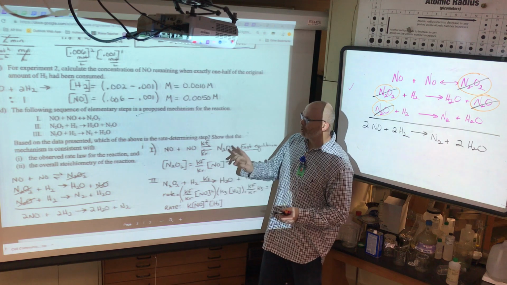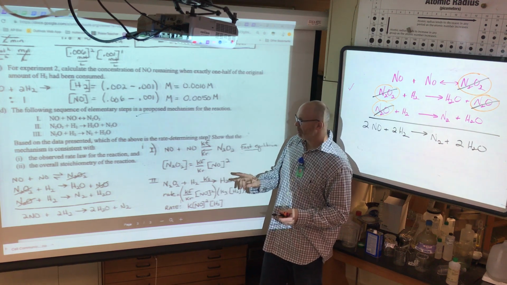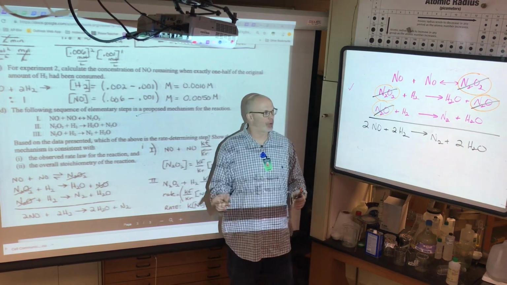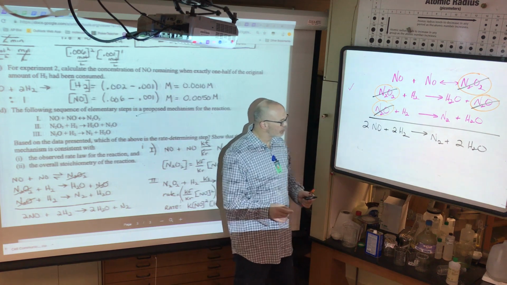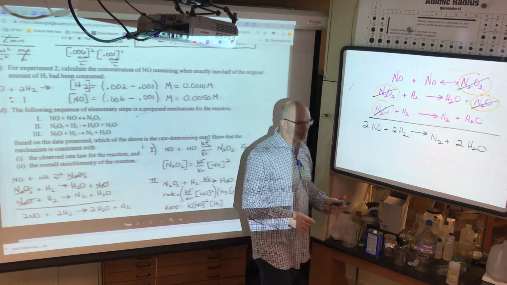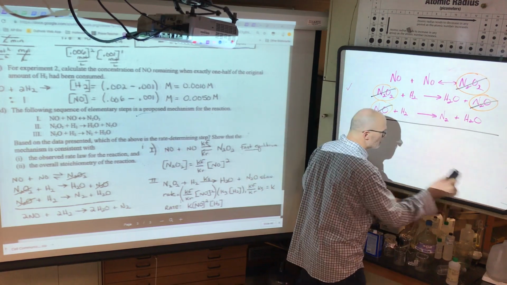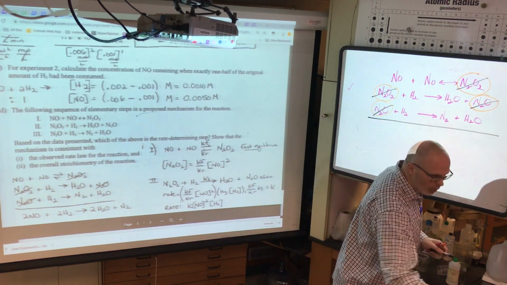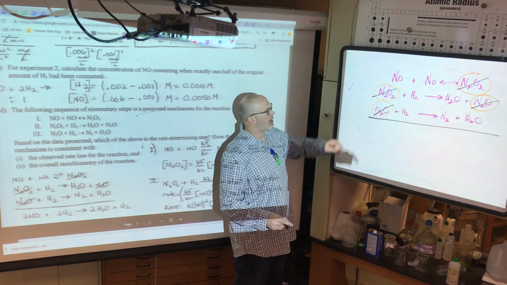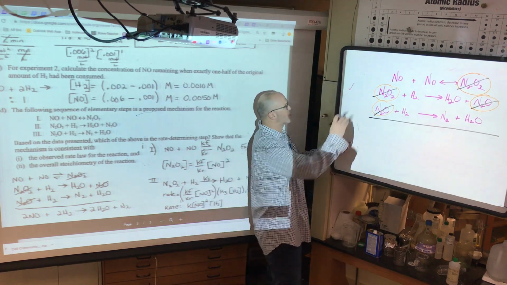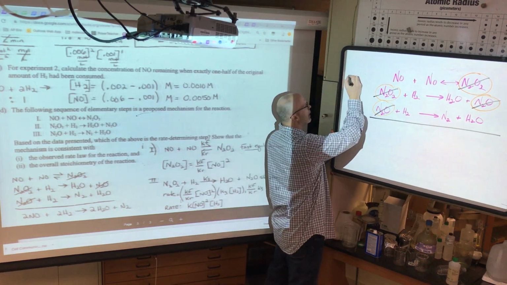Okay, the observed law for the reaction. In the way to prove the observed law, we're going to have to prove this out. So I'm going to get rid of this. And there are many faster ways, but we're going to have to prove that this is the rate determining step.